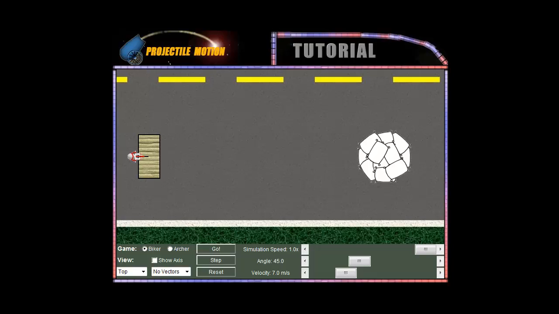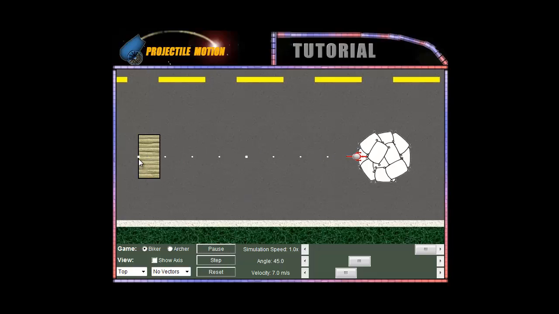Welcome back. We're going to use this simulation involving a stunt bike to analyze projectile motion in both the horizontal and vertical directions. Currently we've got a top view of our stunt bike, and it's going to be moving from left to right on the screen, and we're going to discuss the motion in detail. I'm just going to simply hit go, and I want you to watch how the motorbike moves from left to right.